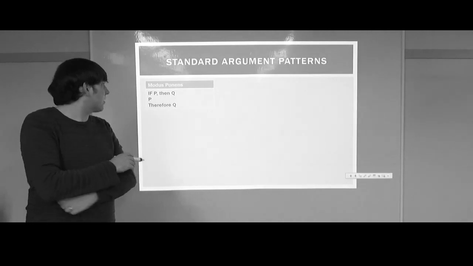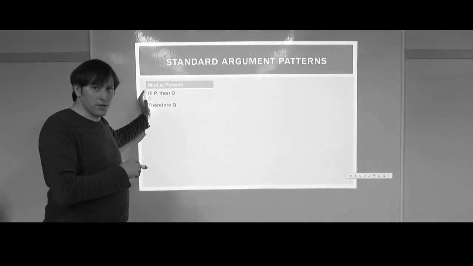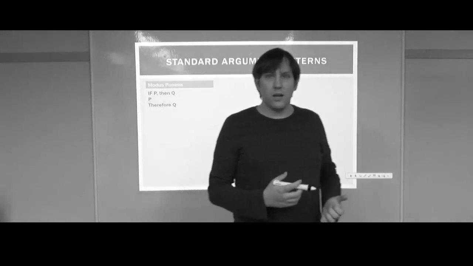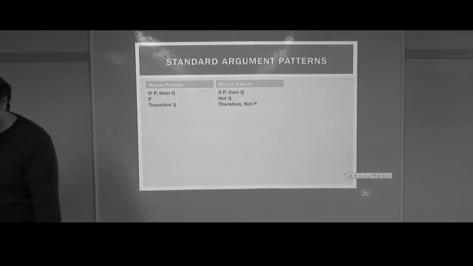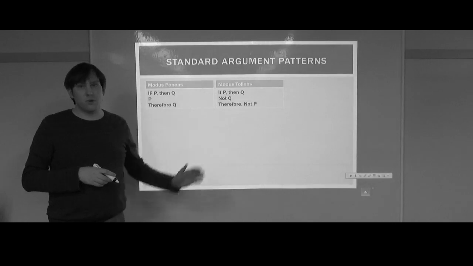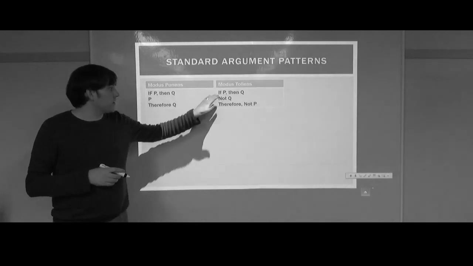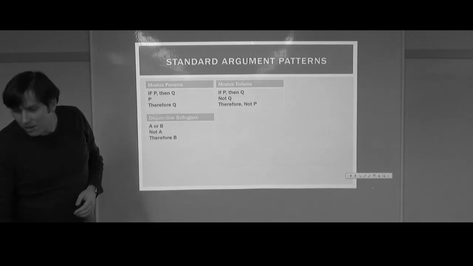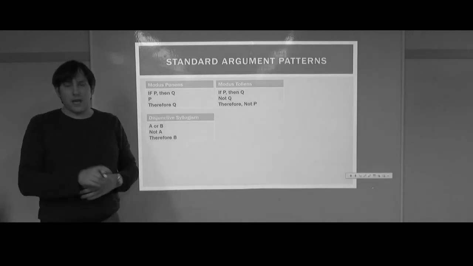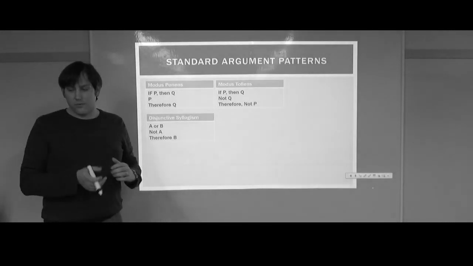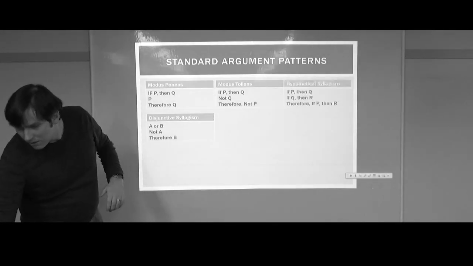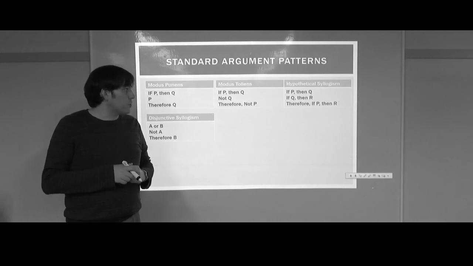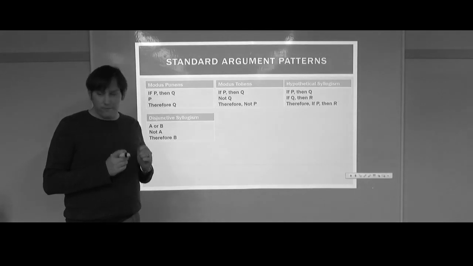The first of these argument forms is modus ponens. Modus ponens has the form: if P then Q, P, therefore Q. A second argument form, modus tollens: if P then Q, not Q, therefore not P. Disjunctive syllogism: A or B, not A, therefore B. Hypothetical syllogism: if P then Q, if Q then R, therefore if P then R.